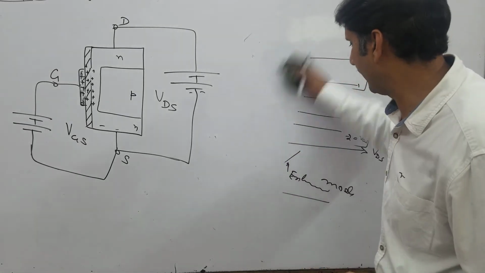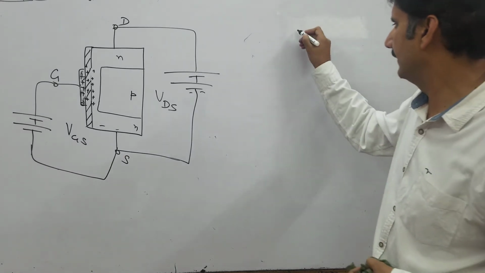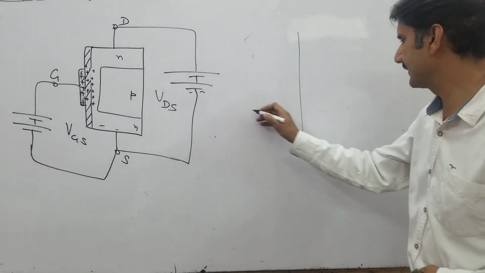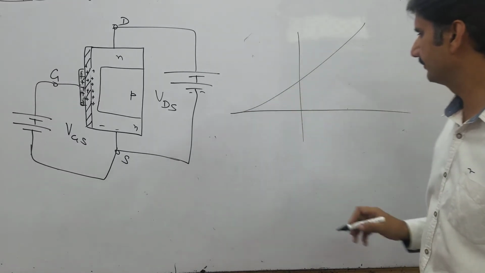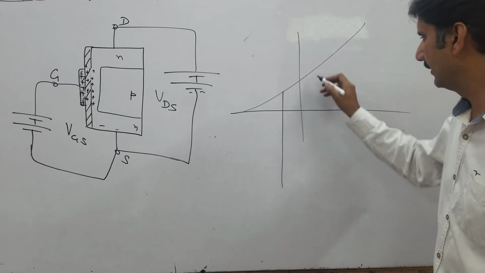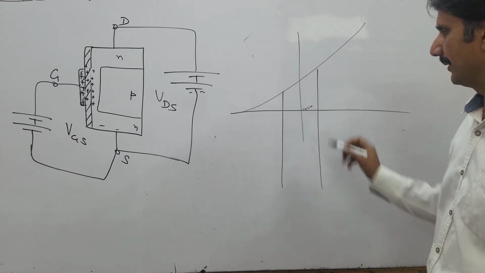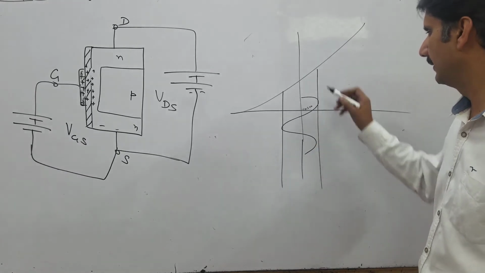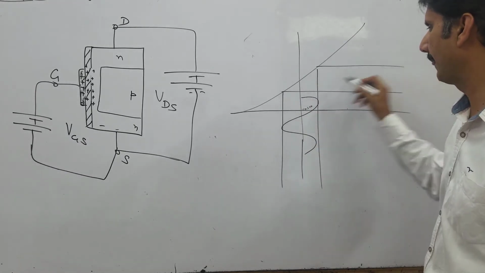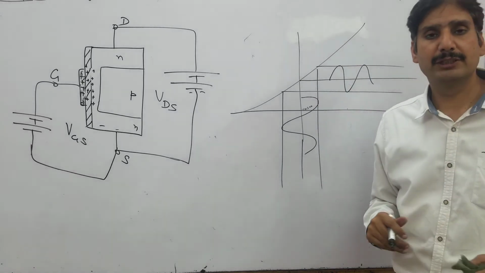If you apply the input signal, again, I should have dealt with biasing first, I think. Let's say these are the curves. Now, this is VGS 0. What is happening? You are giving a signal, and the output is being obtained.